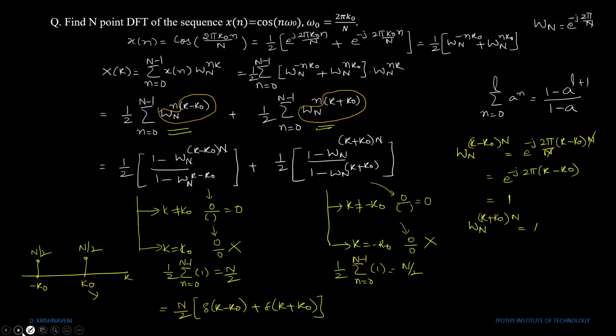Now k plus k naught, I can write plus k naught as minus of minus k naught. So this can be written as N by 2 times delta of k minus k naught plus delta of k minus (N minus k naught), because if we multiply with WN to the power of N k naught, then the value is 1 and it will not change the summation value. So this is the result.